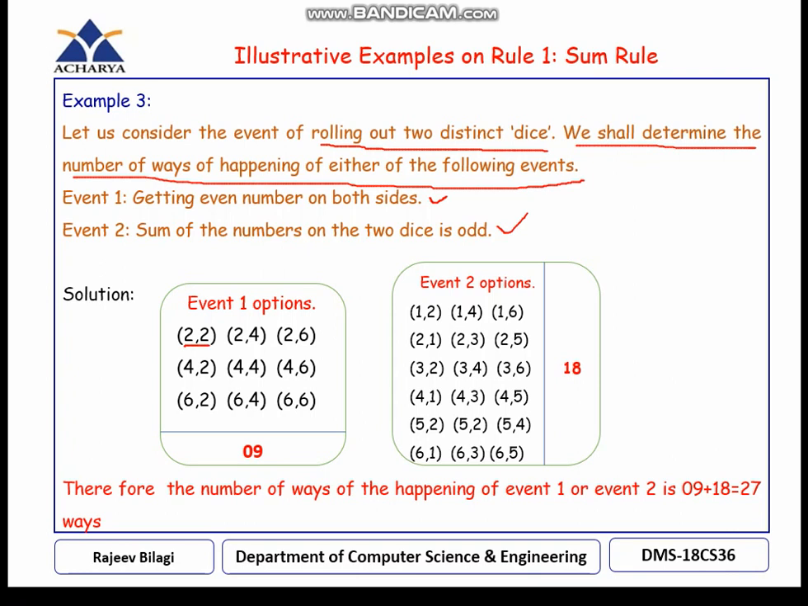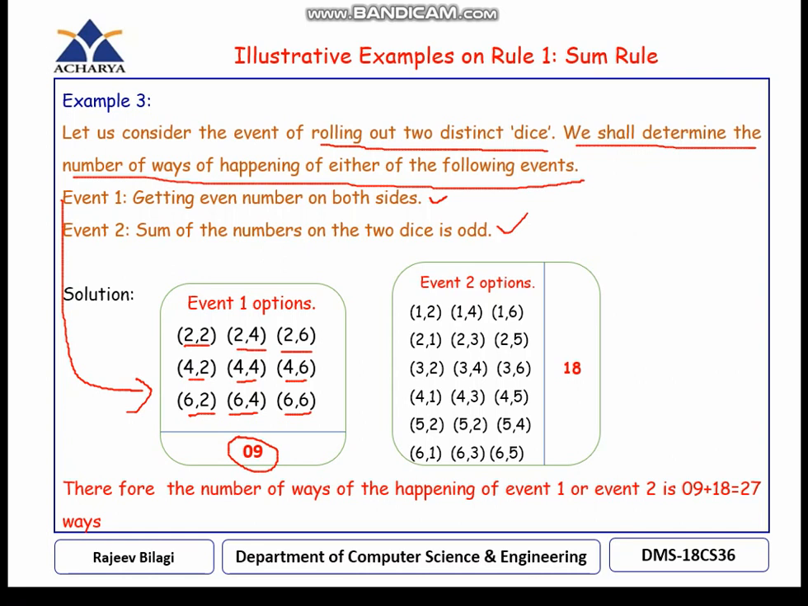So it is 2,2; 2,4; 2,6. It may be 4,2; 4,4 and 4,6. And even 6,2; 6,4; 6,6. So these are all the possible faces that will be of even type. If you count, the total number will be 9. So here the total number of outcomes for event 1 will be 9.